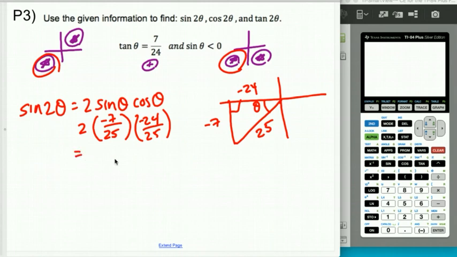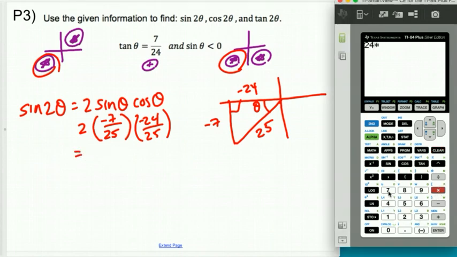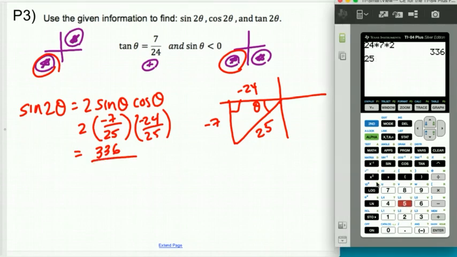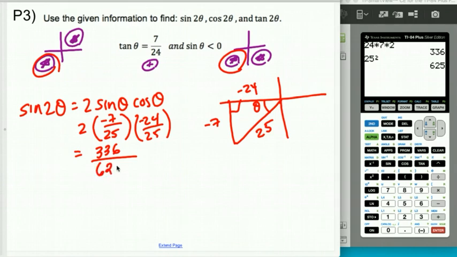So I'm going to get that the sine of 2 theta is, and it's okay to do, you can do 24 times 7 times 2. That's just fine, right? You can get that that's a positive 336. Nobody needs you doing that by hand. And then you can go ahead and do a 25 squared if you want. It should be a 625, but just in case. So 625. So that's my sine, right?